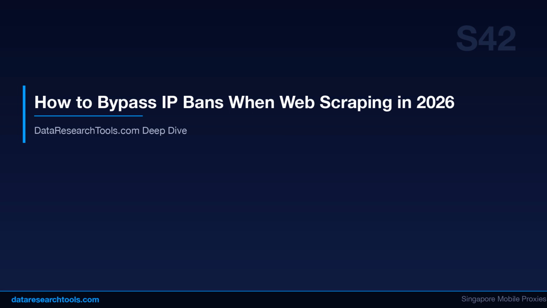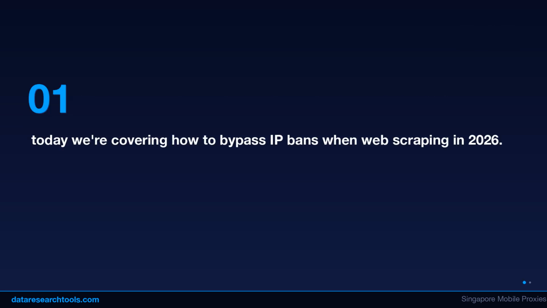Today we're covering how to bypass IP bans when web scraping in 2026. IP bans are the most common obstacle in web scraping. When a website identifies your IP as a scraper, it blocks all subsequent requests, returning 403 errors, empty pages, or redirect loops. Websites ban IPs through several mechanisms.